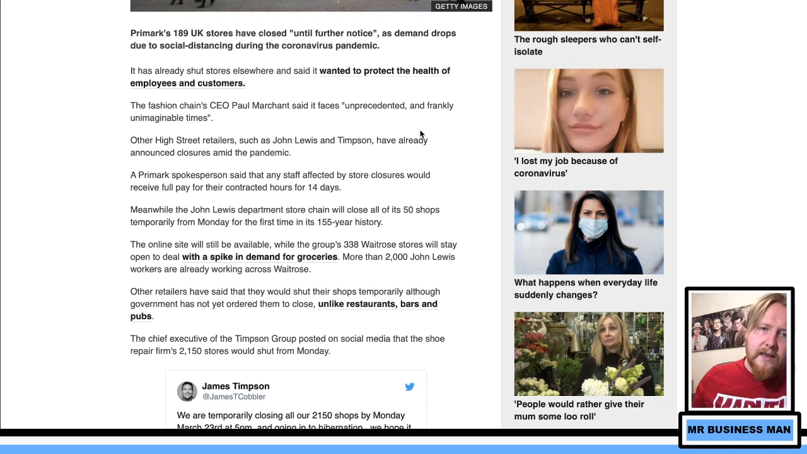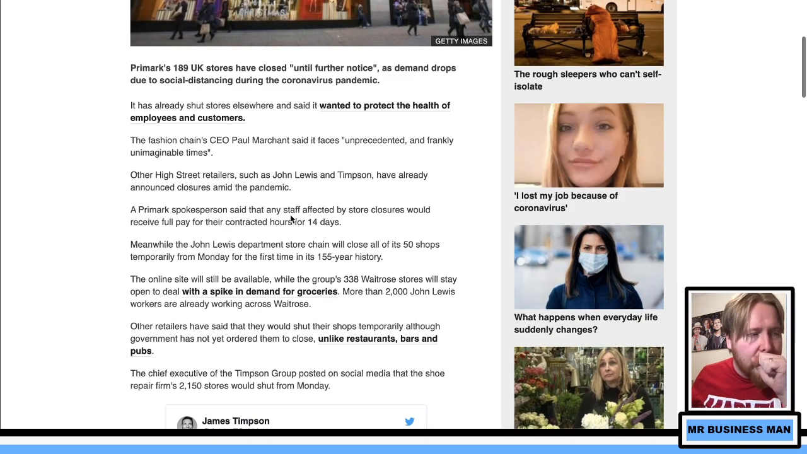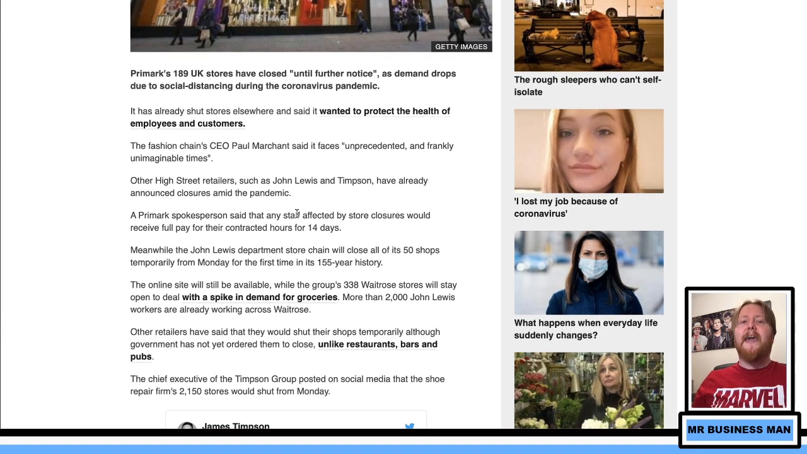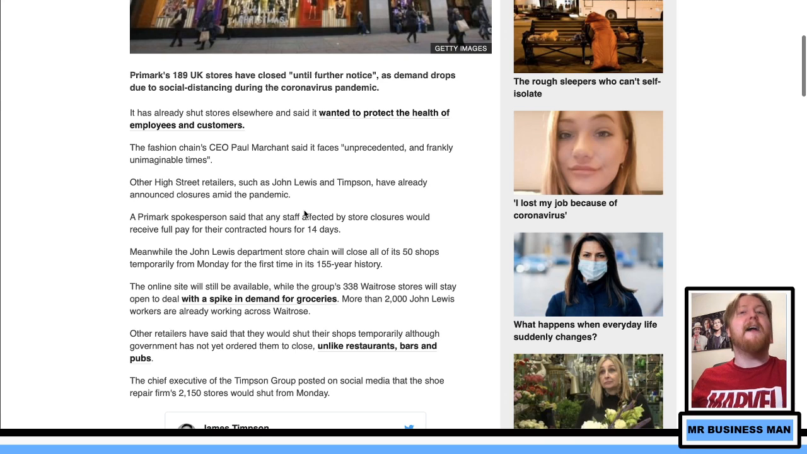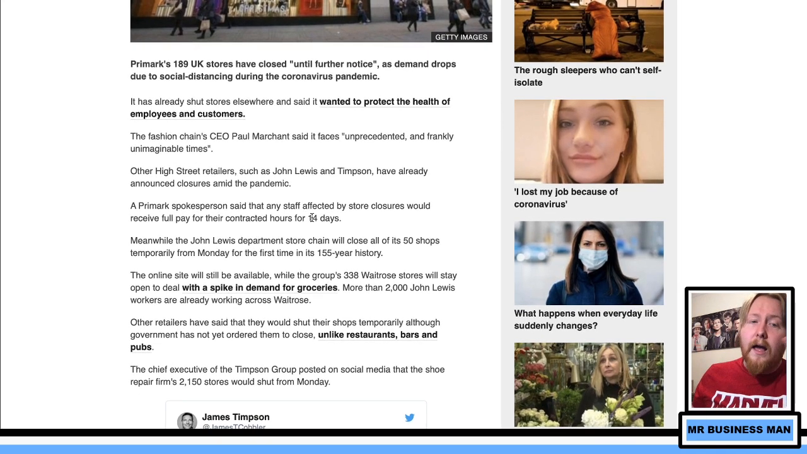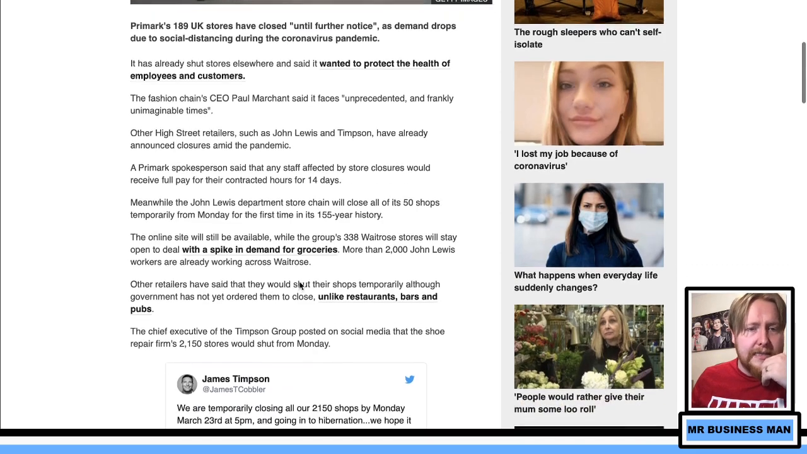A Primark spokesperson said that any staff affected from store closure would receive full pay for their contracted hours for 14 days. Wow. Think about that, right? This is hidden in a tiny little bit here. Primark have said that staff affected by the 189 UK store closures, and I think there's going to be few people who aren't affected by that, will receive full pay for their contracted hours for 14 days, for 2 weeks. So you're not even getting a full pay packet. When's it going to open again? It's going to close, as it said.